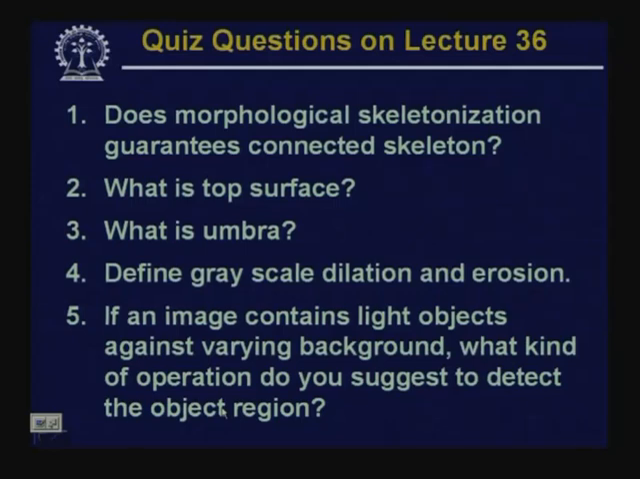So, the first question is, does morphological skeletonization guarantee a connected skeleton? Second question, what is top surface? The third question, what is umbra? The fourth question, define grayscale dilation and erosion operations. The fifth, if an image contains light objects against a varying background, what kind of operation do you suggest to detect the object region?